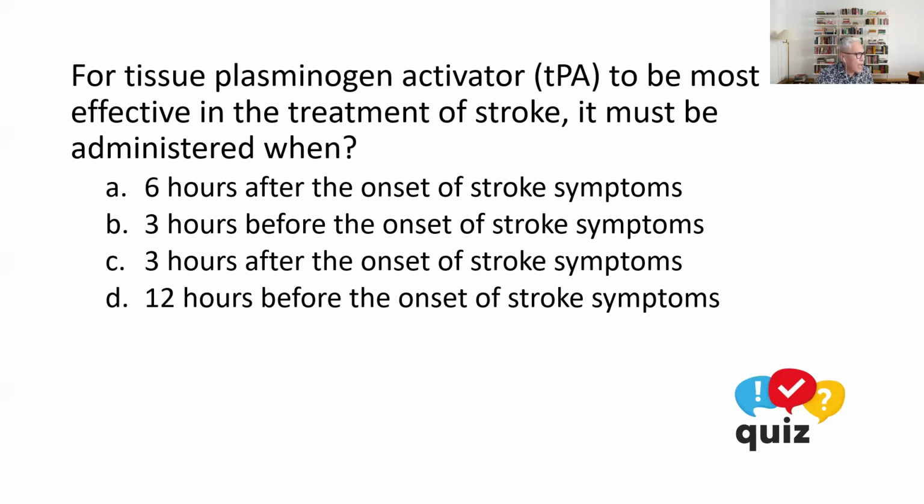Very good. So the answer is letter C. You remember that TPA dissolves the blood clot, causing the blockage in the stroke by activating an enzyme that causes the dissolution or the dissolving of the blood clot. It should be given within 3 hours after the onset of stroke symptoms. And of course, it is not used for hemorrhagic stroke. It's only used for ischemic stroke.